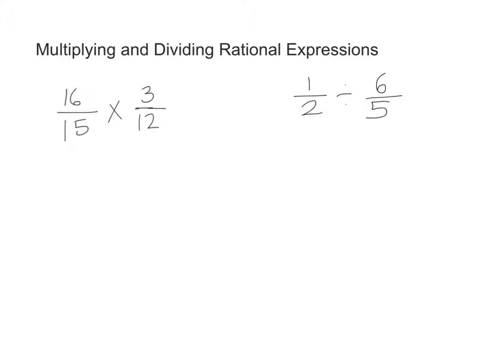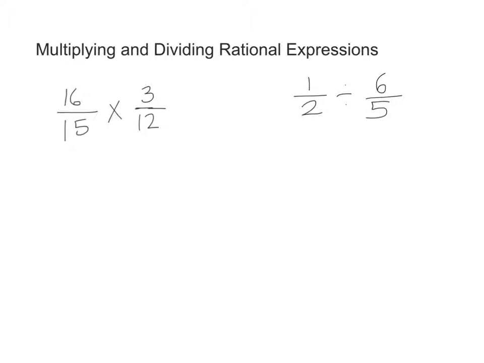When we multiply and divide rational expressions, we're going to relate it back to multiplying and dividing fractions. So I just want to quickly remind you about how to multiply and divide fractions, and also remind you of what we did with simplifying first before multiplying. So if I have something like 16 over 15 times 3 over 12, I could go 16 times 3 and 15 times 12, and then reduce. Or I can reduce first, which is what we're going to want to do, because it's what we need to do with the rational expressions.